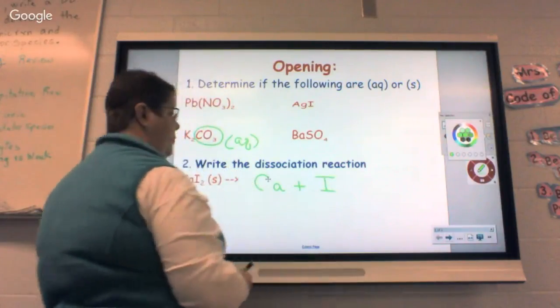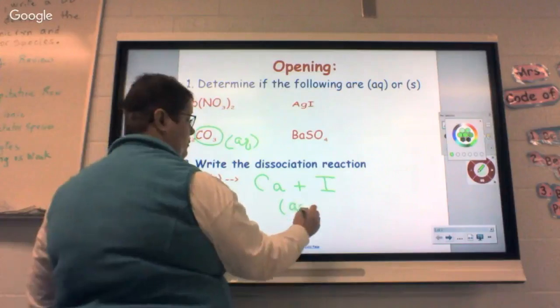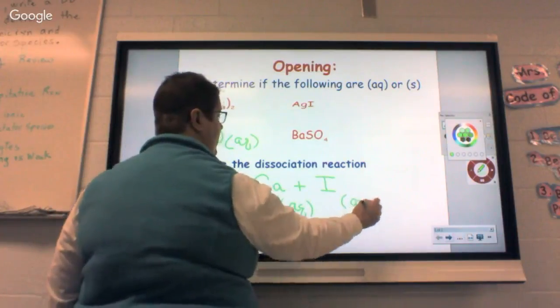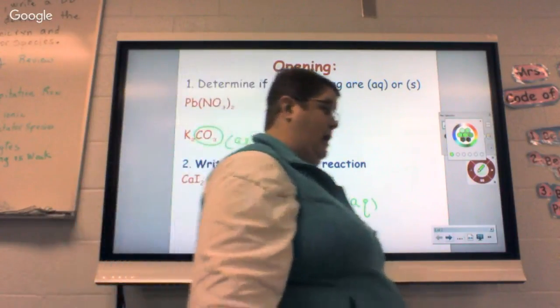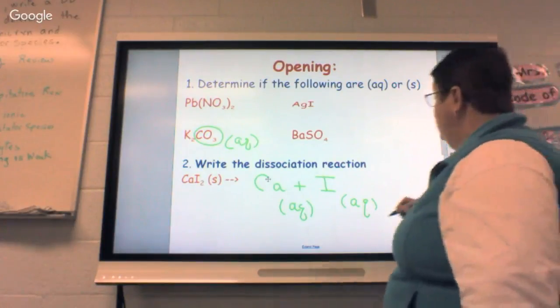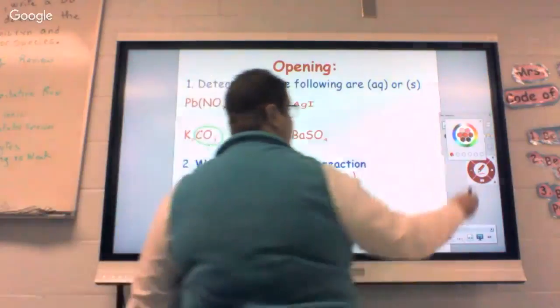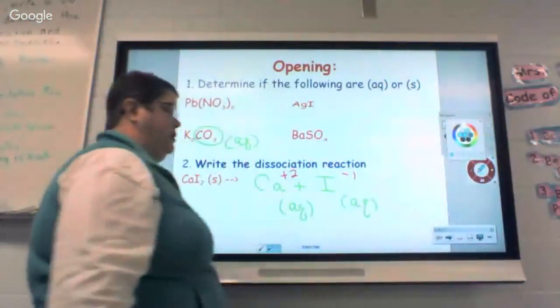All right, so if they break into ions, all ions are aqueous, like Queen said. So we put AQ on them. Now, if they're ions, are any ions diatomic? No. So what do I put on them to show they're ions? Oxidation number. So what is Ca? And what is I? And to finish it out, what do I have to do to the equation?